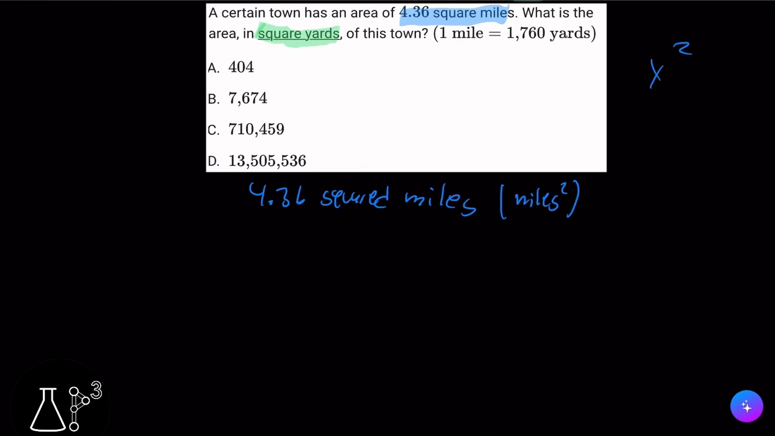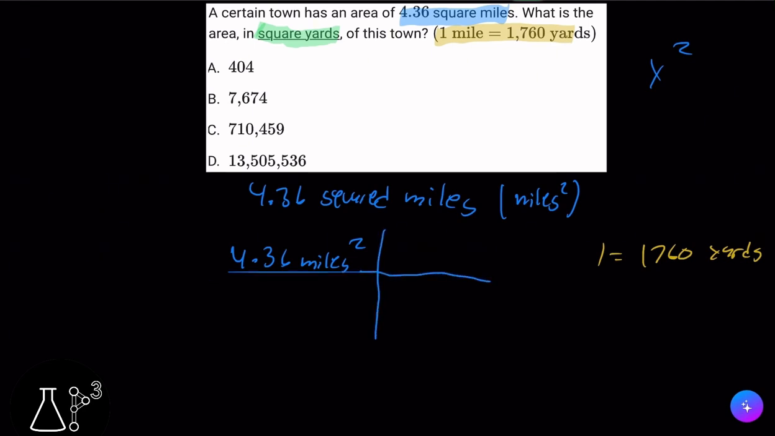So what am I given? 1 mile, which I'm going to highlight in red or yellow. 1 mile equals 1,760 yards. So I'm going to convert 4.36 squared miles, and I'm going to rewrite it as 4.36 miles squared. Like that. I hope that makes sense. I'm just rewriting it for you guys to understand what I'm about to do.